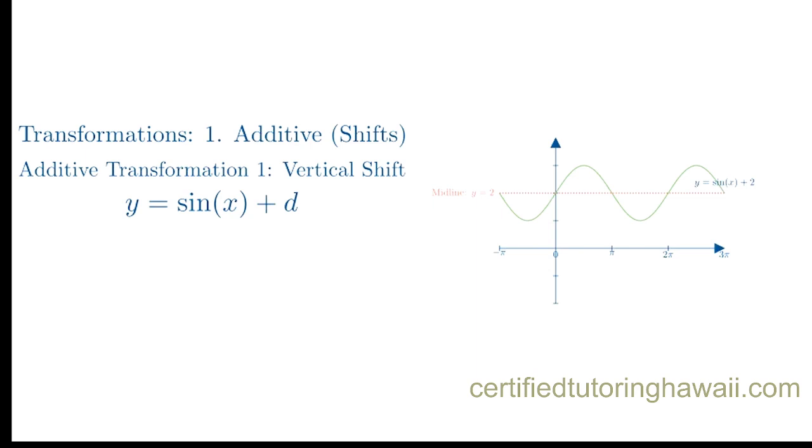The most important feature that changes with a vertical shift is the midline of the function. The midline is the horizontal line halfway between the maximum and minimum values of the graph. For the standard sine and cosine functions, the midline is the x-axis, or y equals 0. The equation of the midline for f of x equals sine of x plus d is simply y equals d. So, the value of d tells you exactly where the new midline will be.